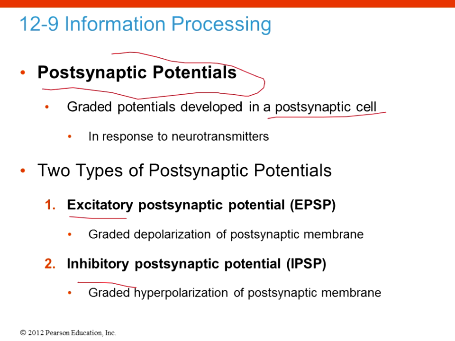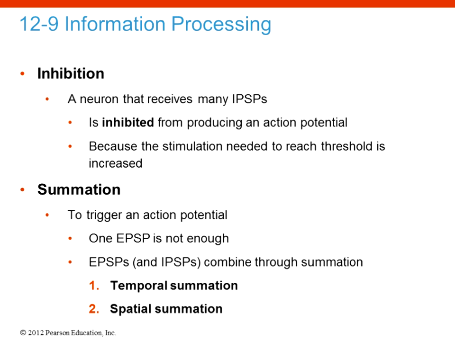Going away from positive, right? So maybe negative 70 to negative 80 it might cause, and that way there's going to be no way to reach threshold, okay? So excitatory is going to depolarize, inhibitory is going to hyperpolarize, right? So if a neuron receives many inhibitory postsynaptic potentials, it's not going to produce an action potential, right? Because it's not going to reach threshold, okay?